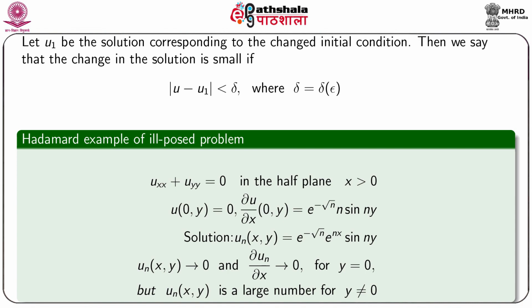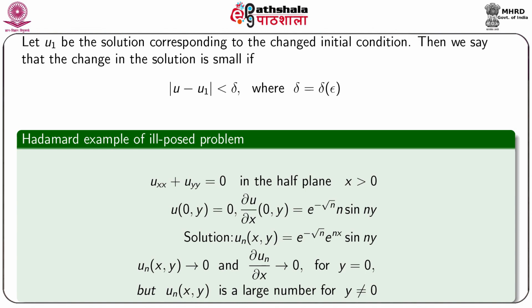He tried to solve the Laplace equation, which is given by u_xx plus u_yy equals 0, in the half plane x greater than 0, together with the conditions u(0,y) equals 0 and the derivative of u at x equals 0 is e to the power minus root n times sin ny. It can be proved that this problem has a unique solution, given by u_n(x,y) equals e to the power minus root n times e to the power nx times sin ny. This solution satisfies both the equation and the boundary conditions.